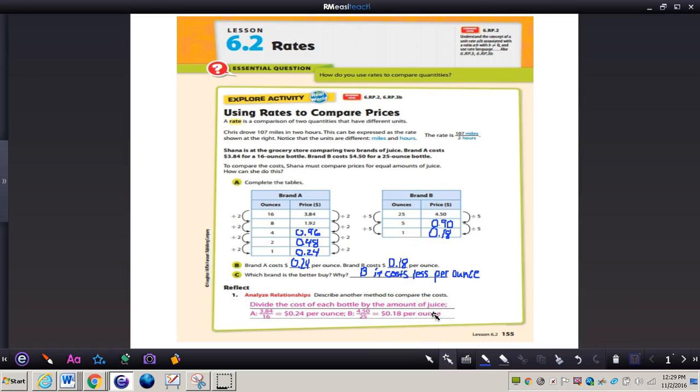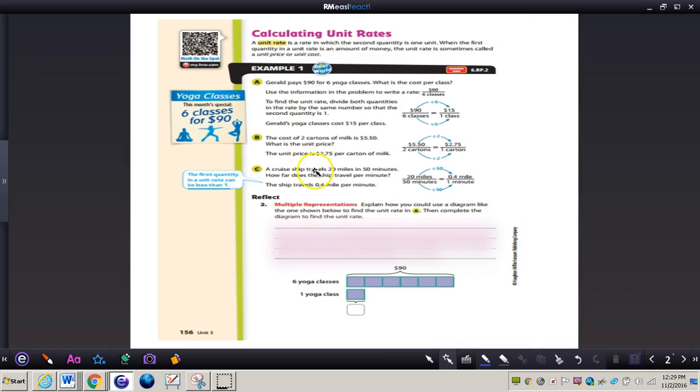So that would be another way of doing it instead of just dividing by 2 multiple times and dividing by 5 multiple times. So let's take a look at unit rates even a little bit more, page 156. Let's all turn to that page. So it says a unit rate is a rate in which the second quantity is 1 unit.